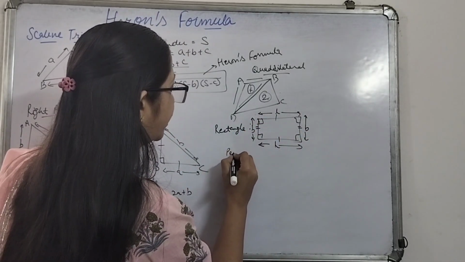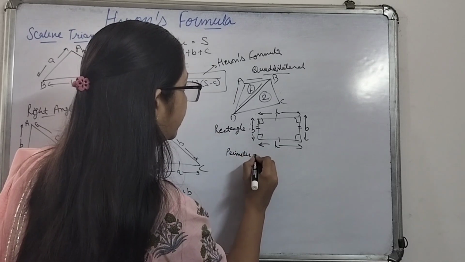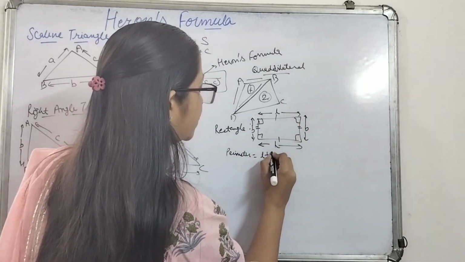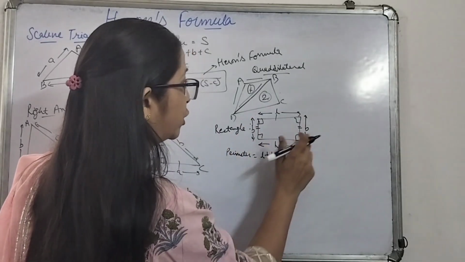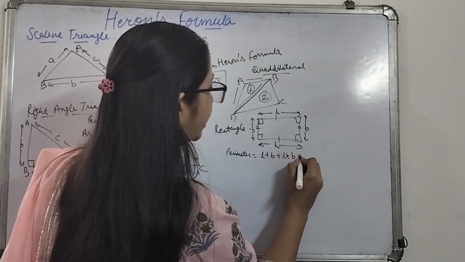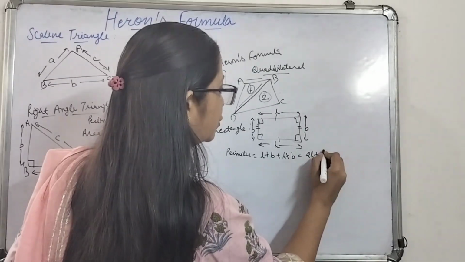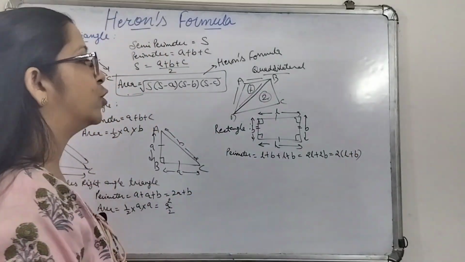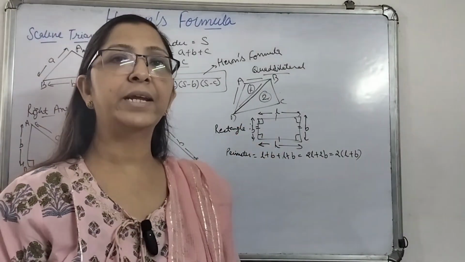So perimeter will be given by L plus B plus L plus B. This is what perimeter will be, the length of the boundary: L plus B plus L plus B, or we can say 2L plus 2B, or we can say 2 into (L plus B). This is the formula for finding the perimeter of a rectangle.